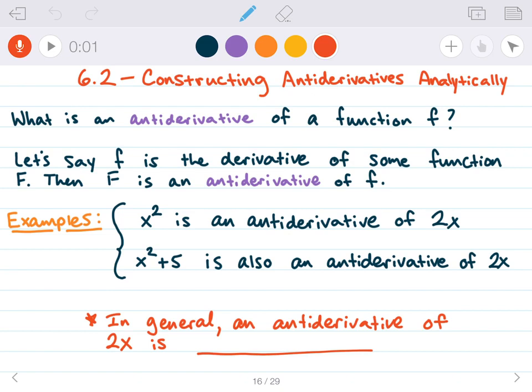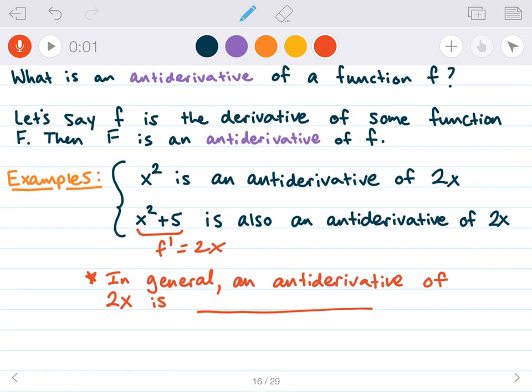So x squared is an antiderivative of 2x because 2x is the derivative of x squared. All right. X squared plus 5 is also an antiderivative of 2x. Why is that? Well, because if you take the derivative of this, we still get 2x, right? Because that constant goes to 0 when we take the derivative. So in general, an antiderivative of 2x is going to be x squared plus c, where c is a constant. C could be any number, and it would still be an antiderivative.